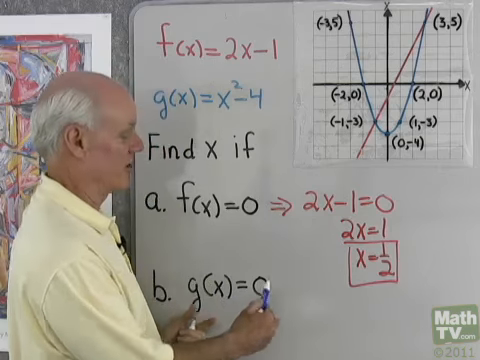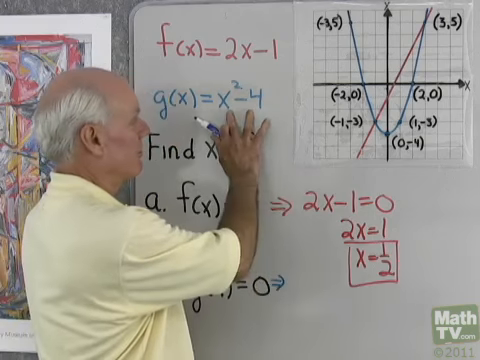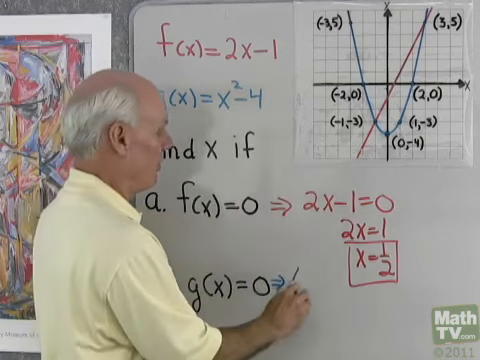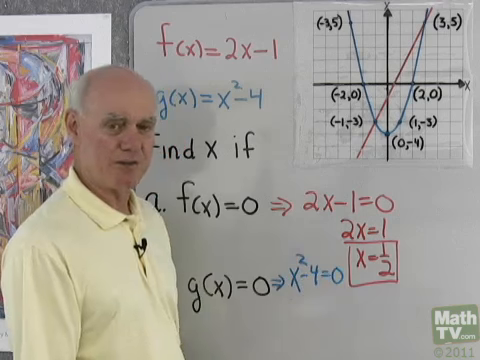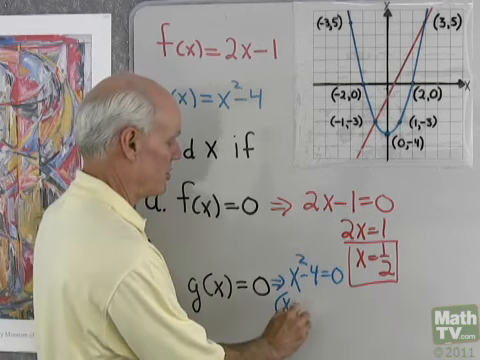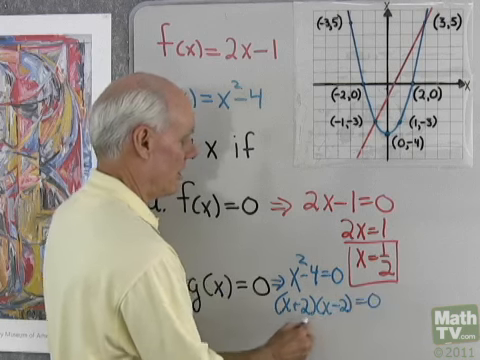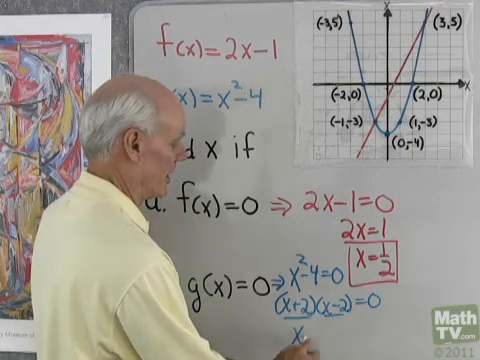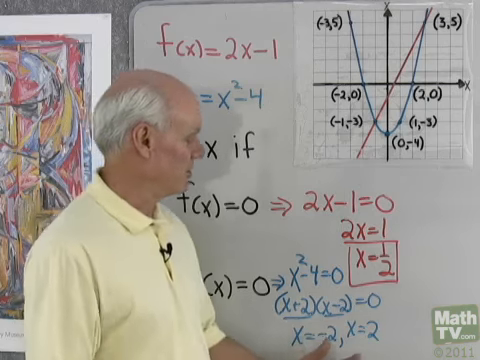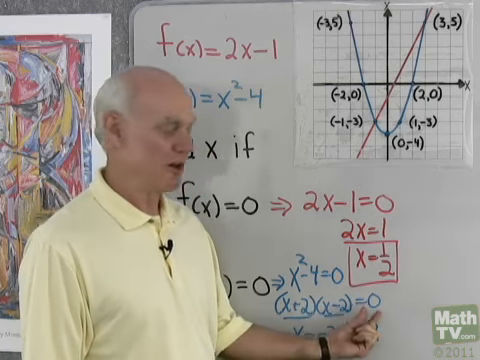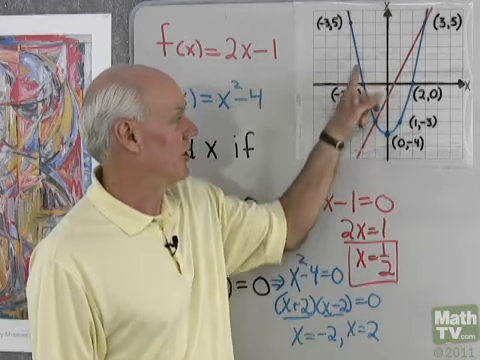Okay, how about if g of x is equal to 0? Well, if g of x is equal to 0, that means that this function right here is 0, x squared minus 4 is equal to 0. It's a quadratic function. I'll factor it. x plus 2 times x minus 2 is equal to 0. Set each of those factors equal to 0, and I get x equal to -2, or x is equal to 2. So I get two values of x that make y equal to 0, and those two values of x are -2 and +2. Here you can see that's that point on the blue graph.